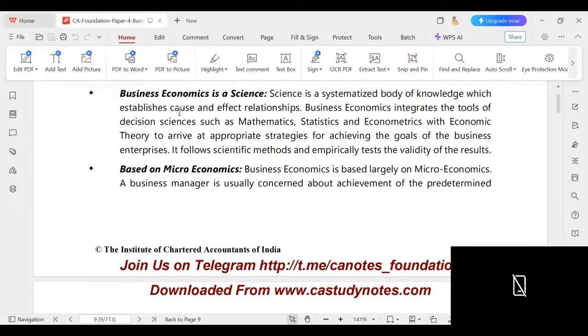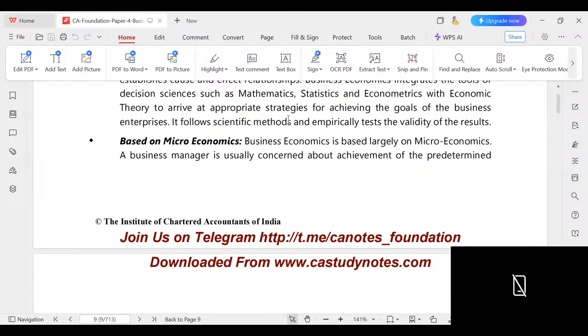First of all, it is knowledge which establishes the cause and effect relationship. And the next one, it is also tested. The hypothesis is tested for the validity of the results. So business economics is called a science. That is proven. That is why it is a science.